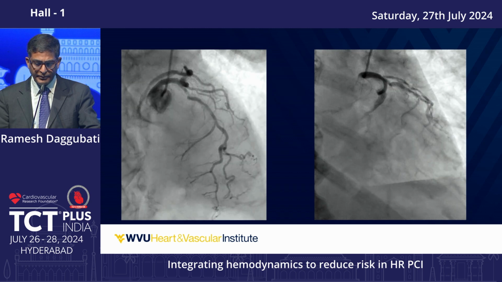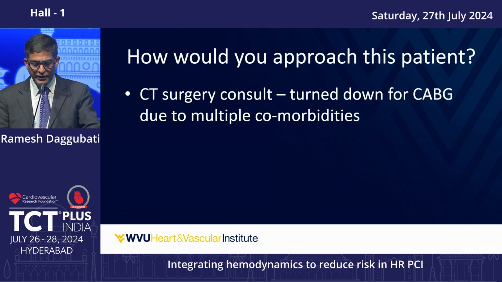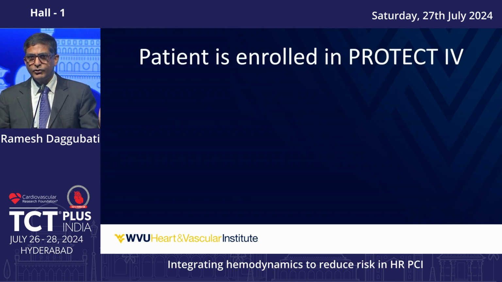Now what do we do in this patient? This is a typical high-risk patient, and how would you approach? Obviously we do a heart team approach, and a CT surgery consult was done, and the patient was turned down for bypass due to multiple comorbidities, including the breast cancer, radiation, and mastectomy and all that. So what do we do in this patient?